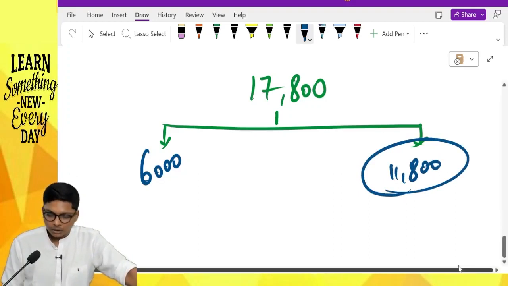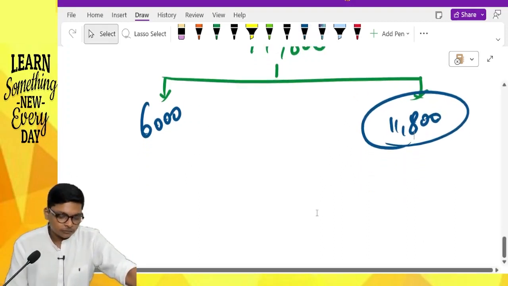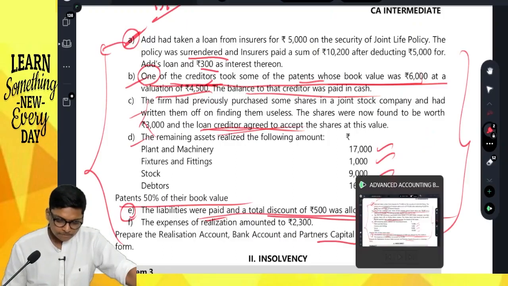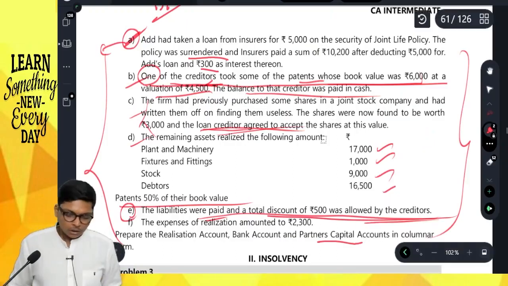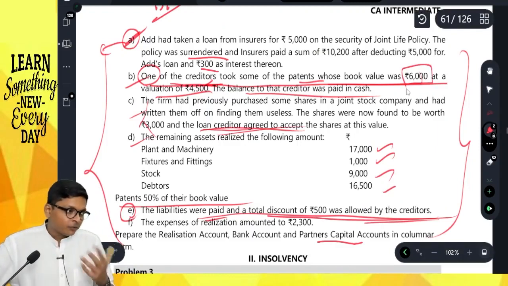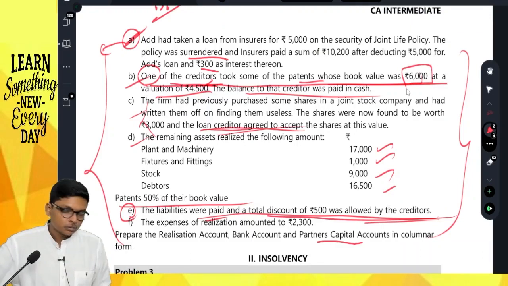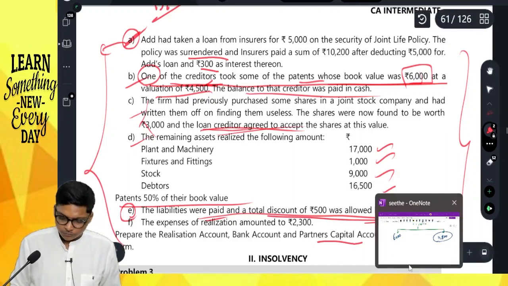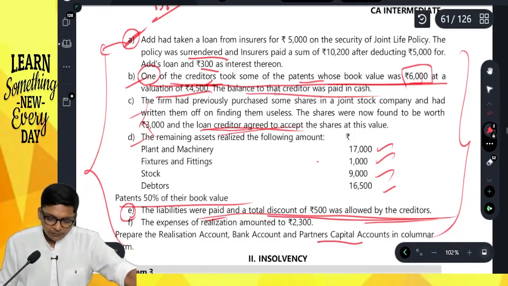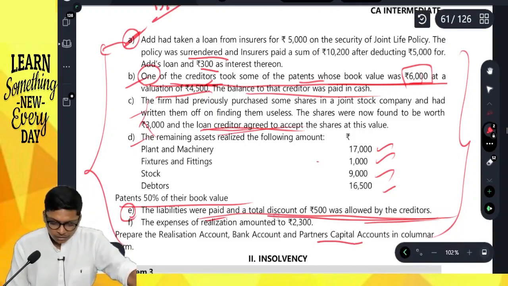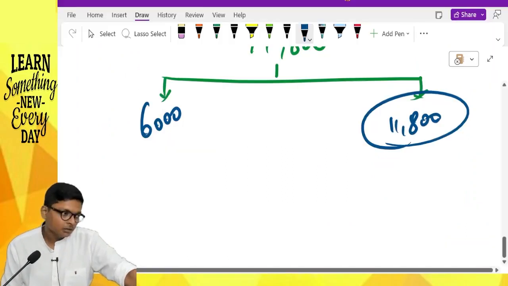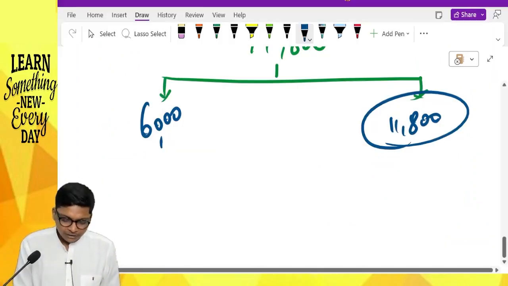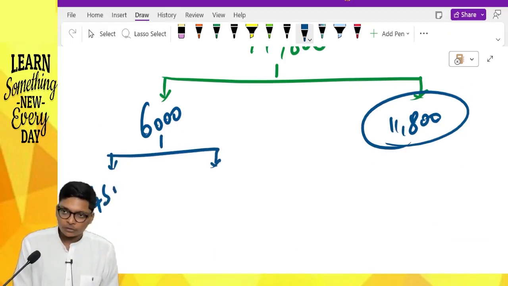Have you done this? Now in this 6,000, patents is 6,000. So what is the value? You will take full value. Assumption we are taking. See, even if you don't take the assumption, the answer will be the same. Answer will be the same. Okay. So 6,000, I will show you in both. 6,000, they are taking patents for the extent of.